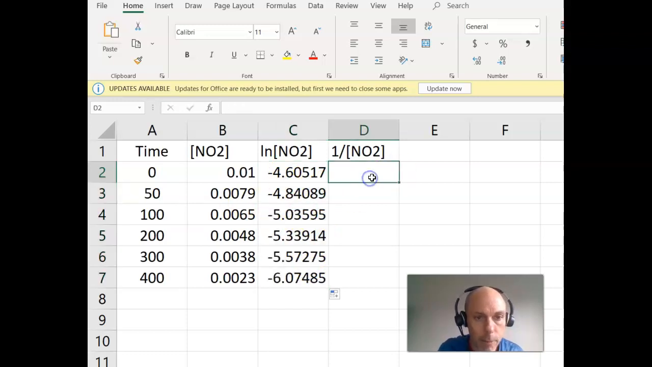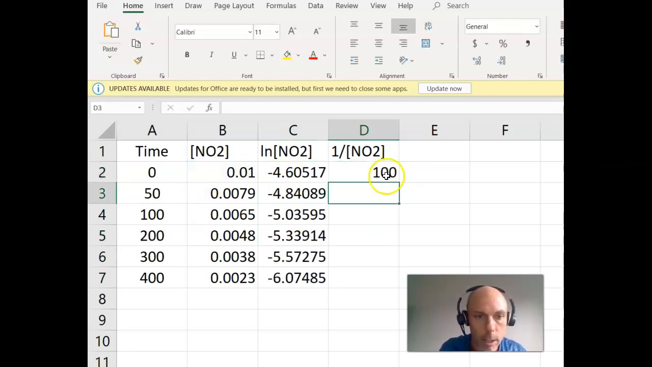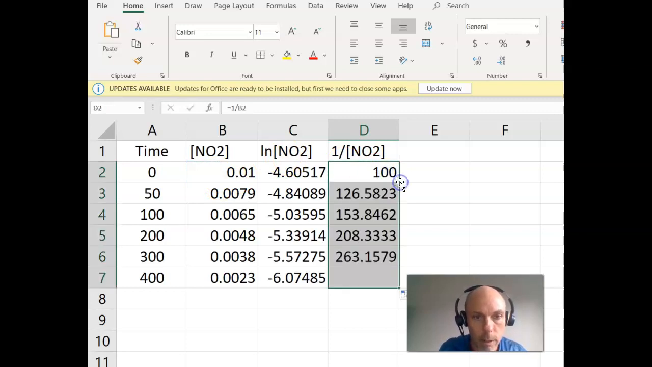So there they are. I'm going to do the same thing for inverse: equals 1 divided by what is in B2. Hit enter, and then autofill for the rest of them. So Excel did that for us quickly. Now I'm going to have Excel graph these three different sets of data. We'll see what those look like.